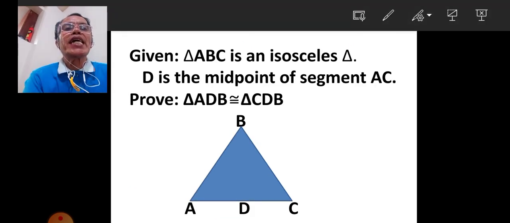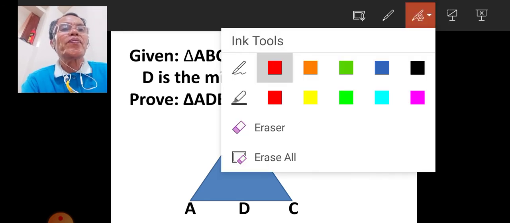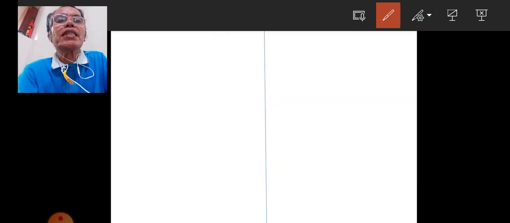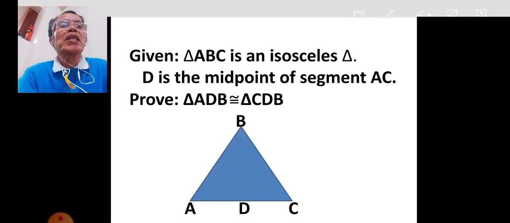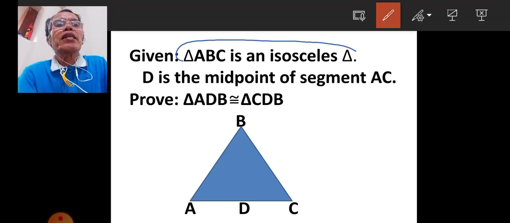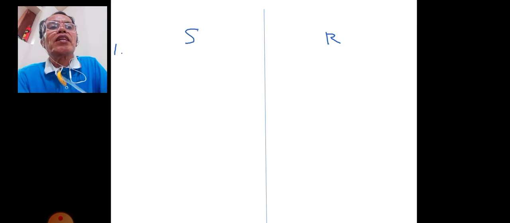Now, what we're given: triangle ABC is an isosceles triangle. D is the midpoint of segment AC, and we are going to prove that triangle ADB is congruent to triangle CDB. So first, we are going to have a two-column proof. This is for our statement, and this is for our reason. So the first statement must be the one in the given. So what is it? That is triangle ABC is an isosceles triangle. So that is our first statement.